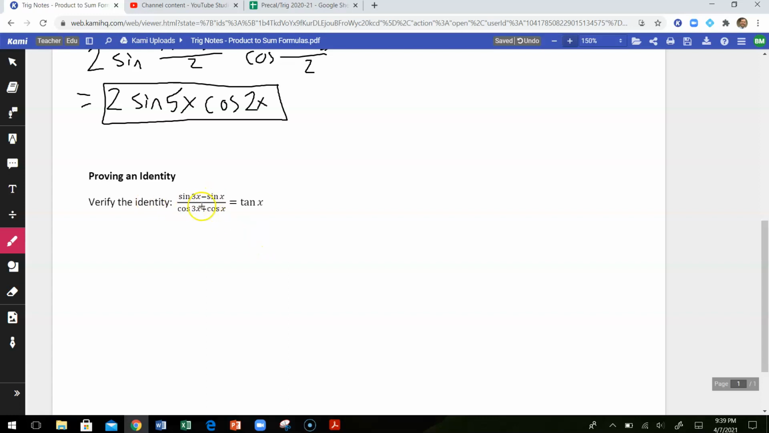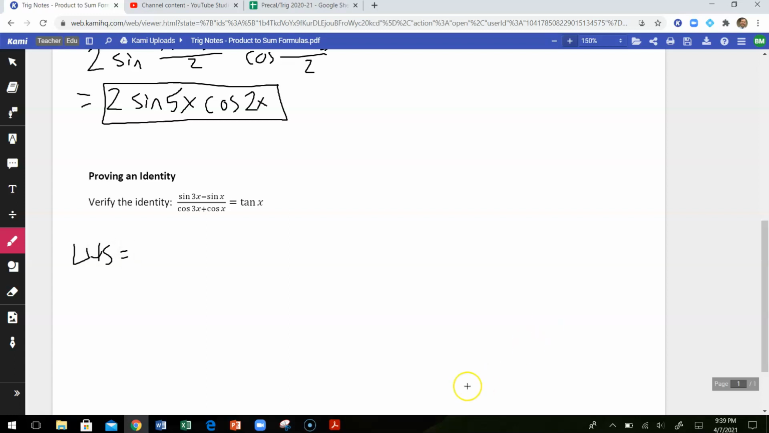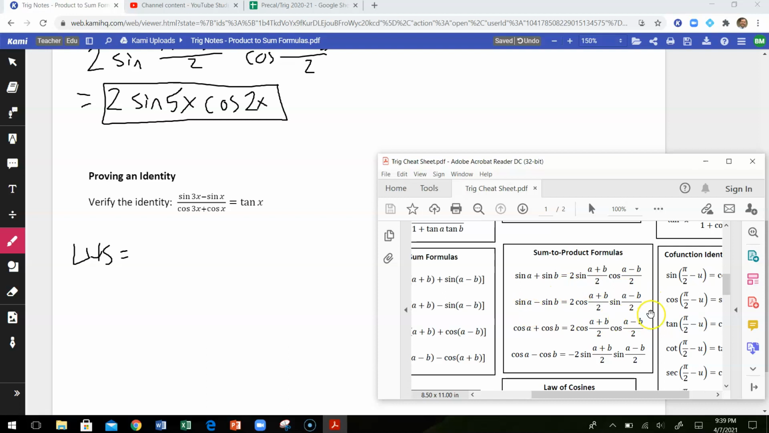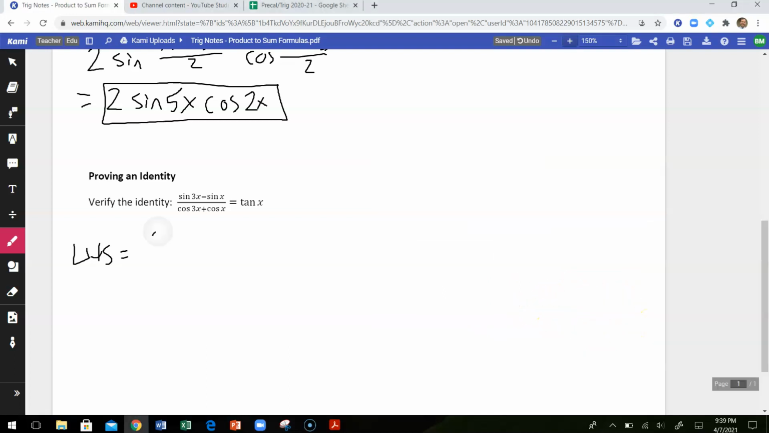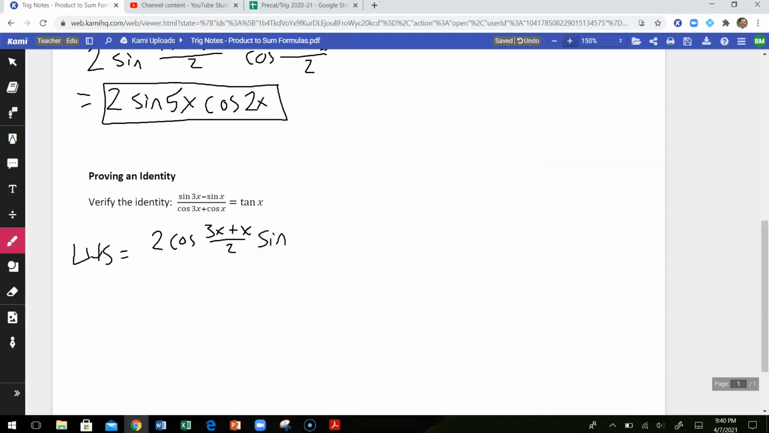Okay, in this last example, we're going to prove this identity. So we're going to use these ideas of going from a sum to product. I'm going to start with the left side, and notice I have sine minus sine. So that is going to be the second line of this, where I'm going to go from a sum to a product. So cosine a plus b times sine a minus b. Okay, that's what I'm going to do on top. So I'm going to say left-hand side equals, and again we're using this sine minus sine. So 2 cosine of a plus b, so 3x plus x over 2. And then it's times the sine of a minus b over 2. So the sine of 3x minus x over 2.